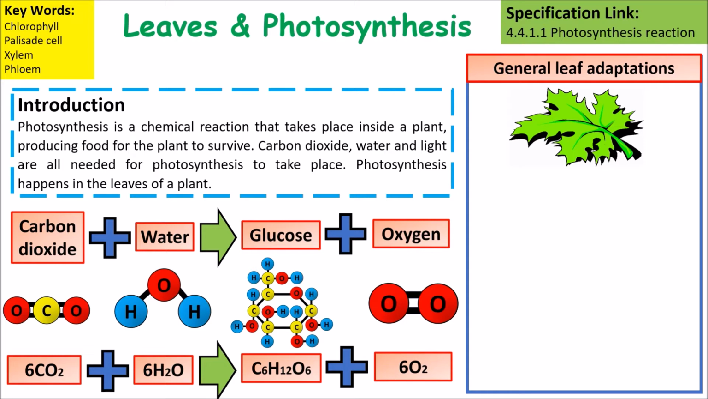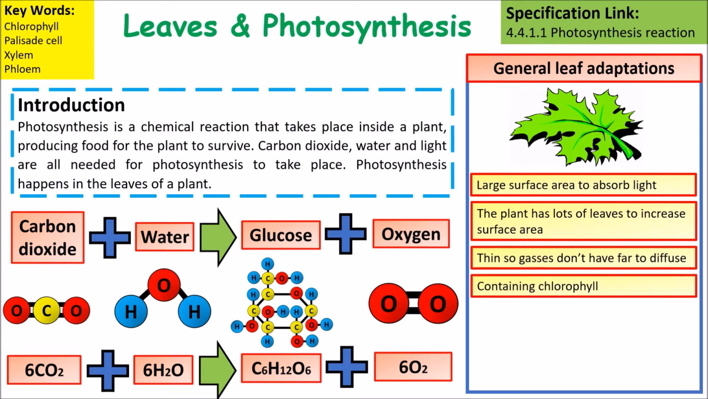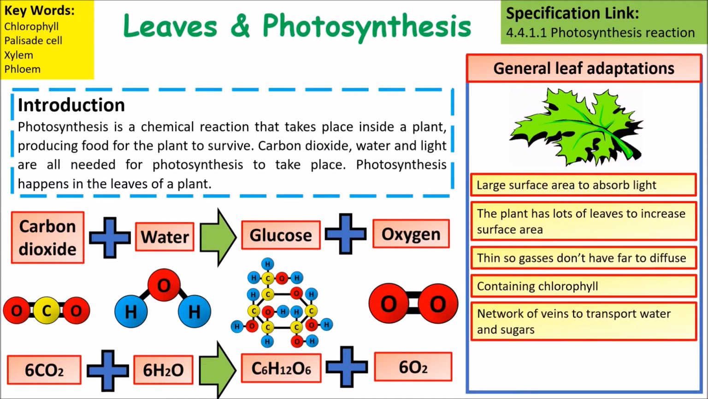which is our oxygen. Some general leaf adaptations include a large surface area to absorb light. The plant has lots of leaves to increase this surface area. They're thin, so gases don't have far to diffuse. They contain lots of chlorophyll. They have a network of veins to transport water up to the leaves and the sugars and the glucose away from the leaves. And they have stomata, which allow the gases, so carbon dioxide and oxygen, to diffuse in and out.